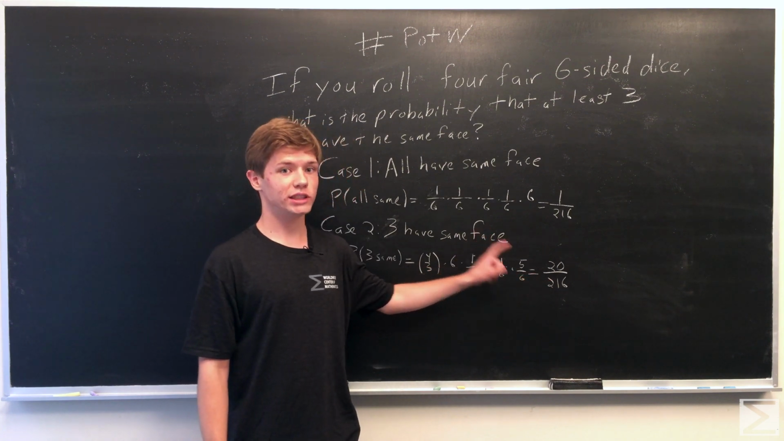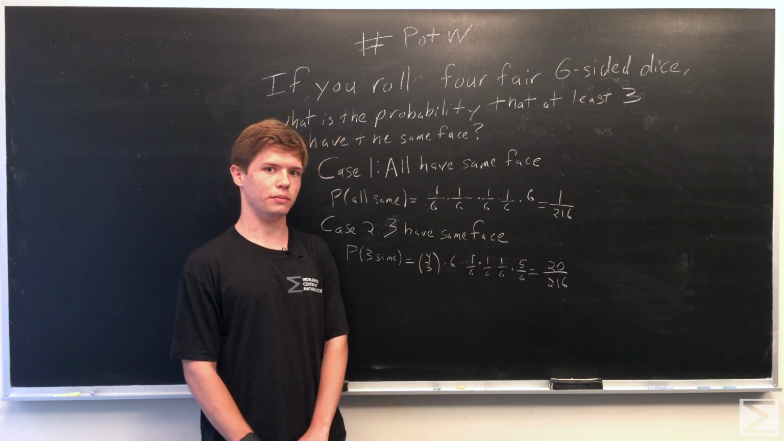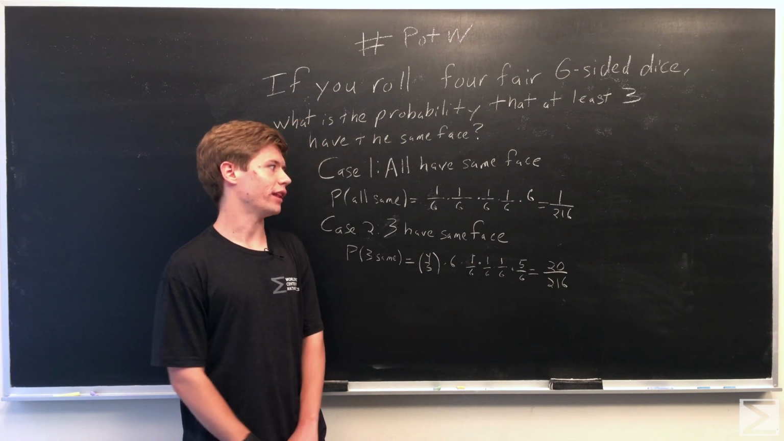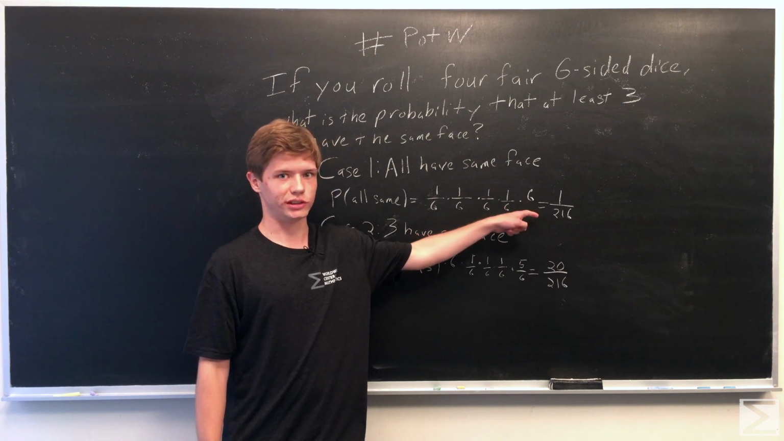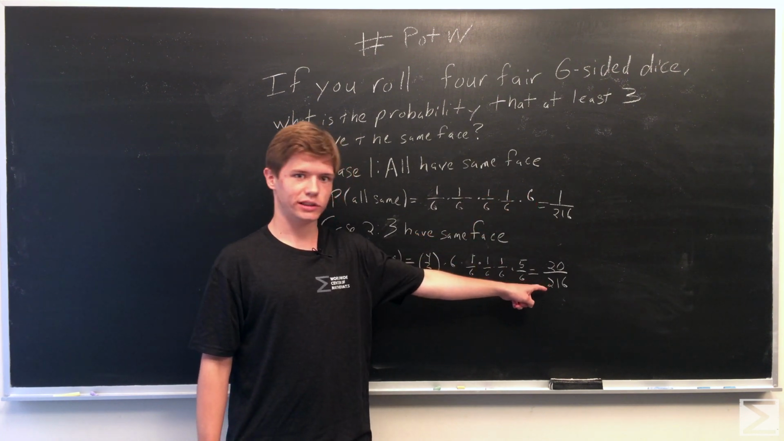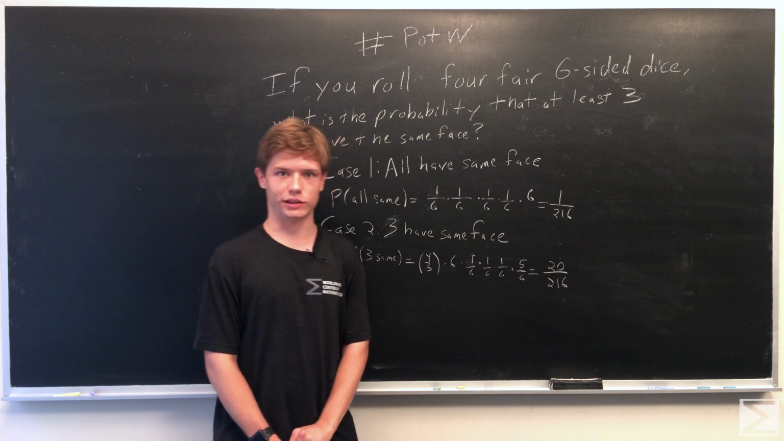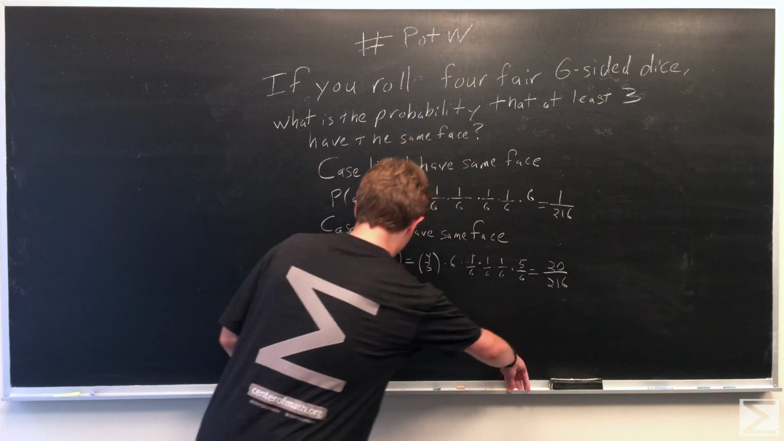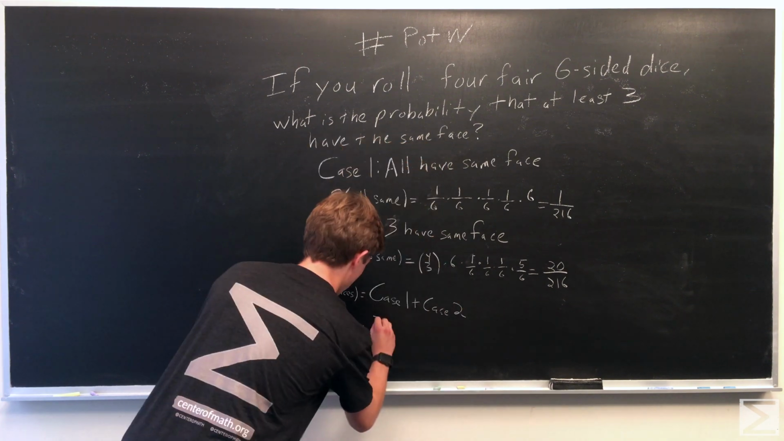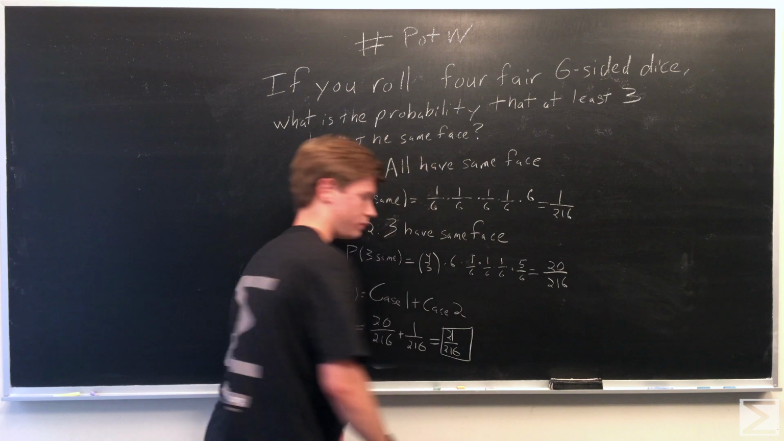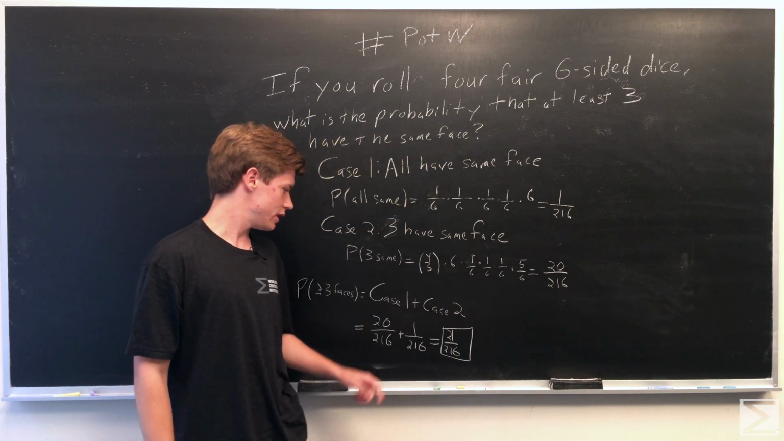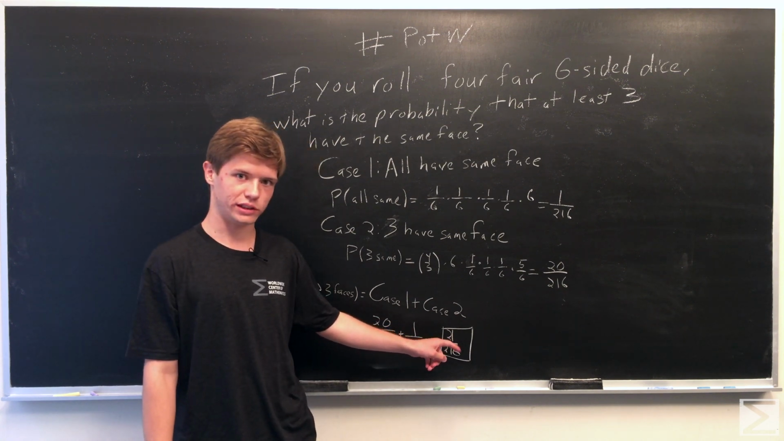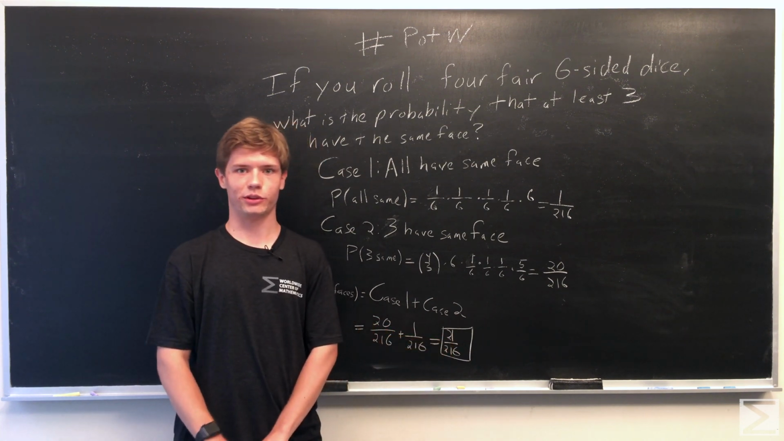And so now we could simplify this further. But for the final step, we'll need to add the probabilities of both of these cases. And given that the denominator of the first one is simplified to 216, we're going to keep this one at 216. So the final thing to do is to add them up together to get the final probability. And so as you can see, 20 over 216 plus 1 over 216 is equal to 21 over 216, which is the final answer.